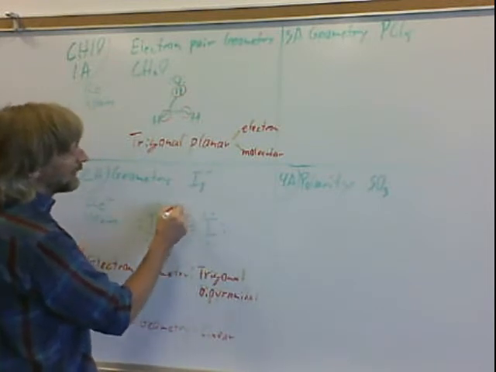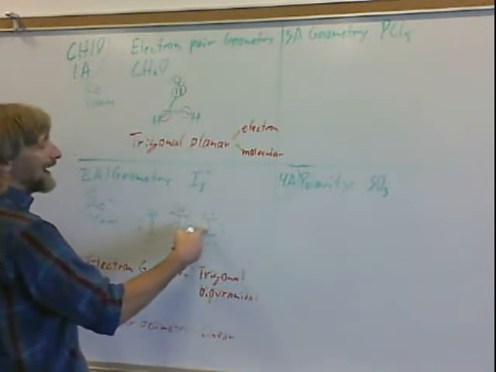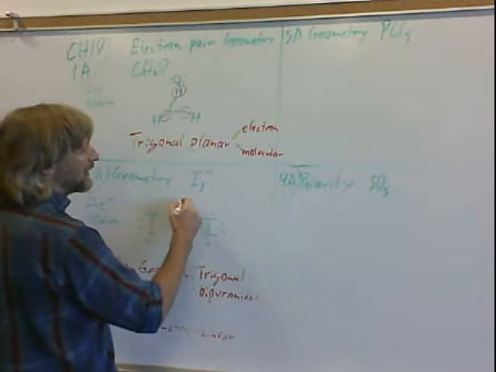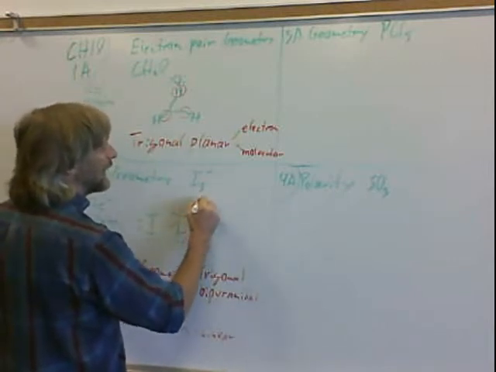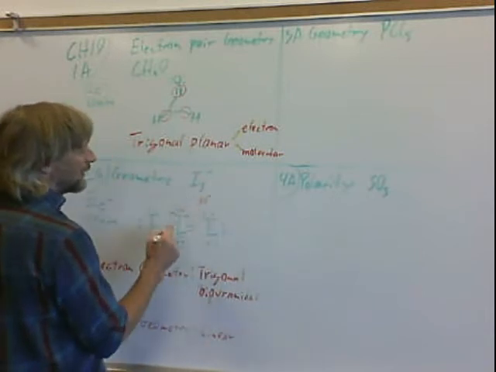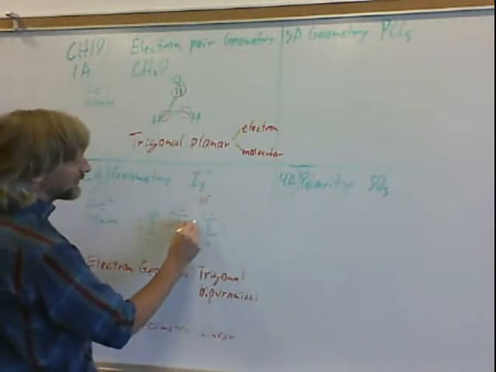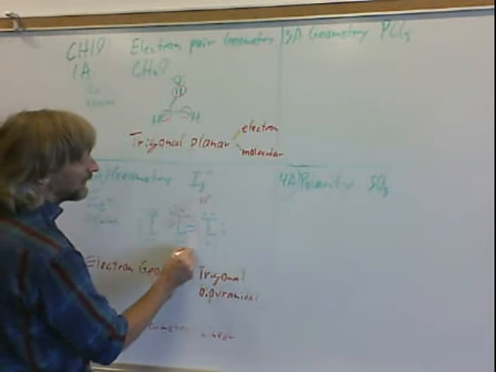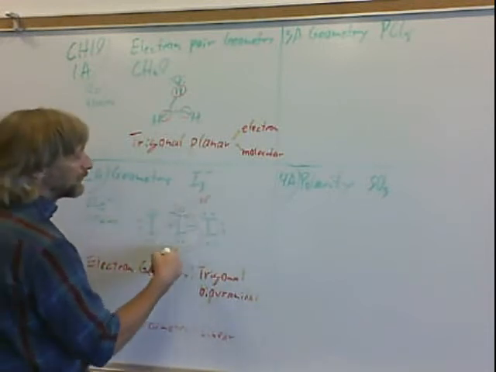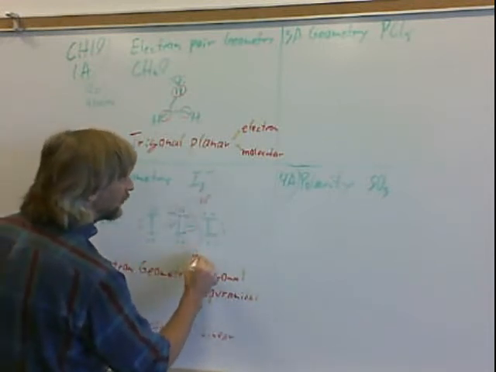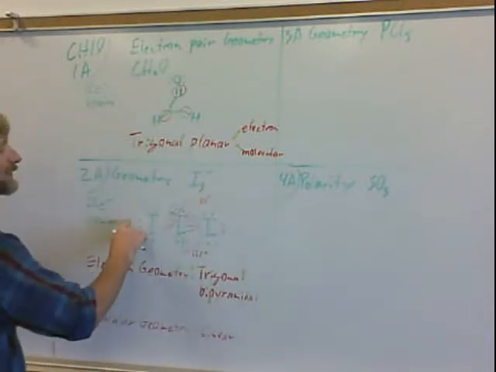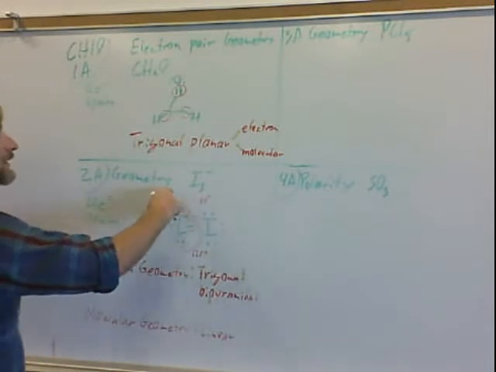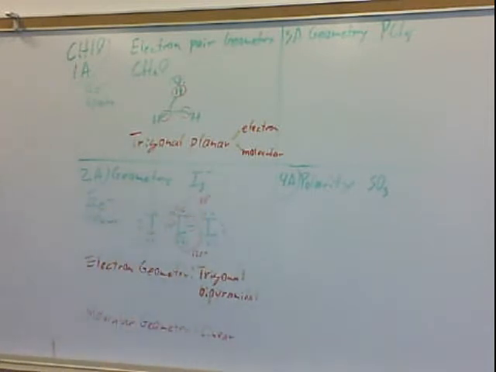So between the iodine and a lone pair, that is a 90-degree angle. Between any two lone pairs here, that'll be the equatorial position, and that's a 120-degree angle. So we have 90 degrees here, 90 degrees here, so 180 between the two iodines, giving us a linear molecule.